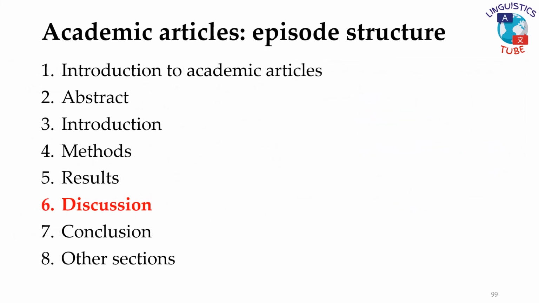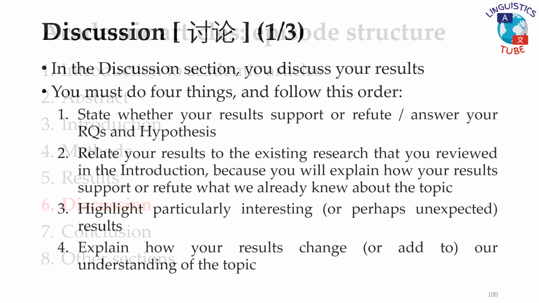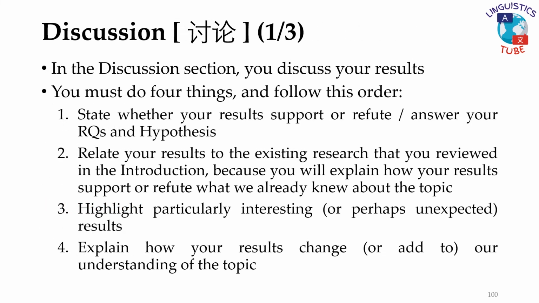Let's now move on to the 5th section of an academic article, the discussion section. As the name suggests, in the discussion section, you discuss your results. By discuss, I mean that you should interpret and explain them. This is the section where you can insert your opinion, in contrast with the results section, which must be as objective, balanced, and unbiased as possible.